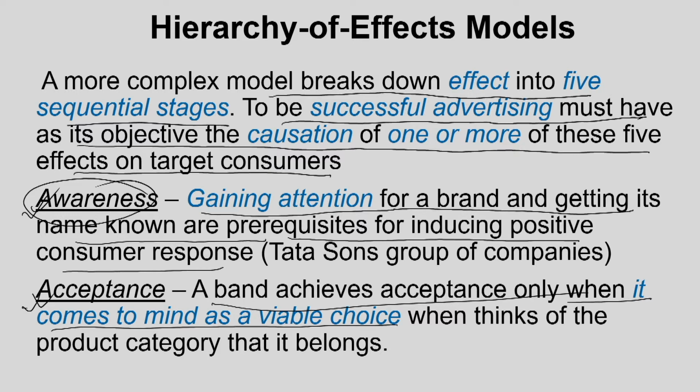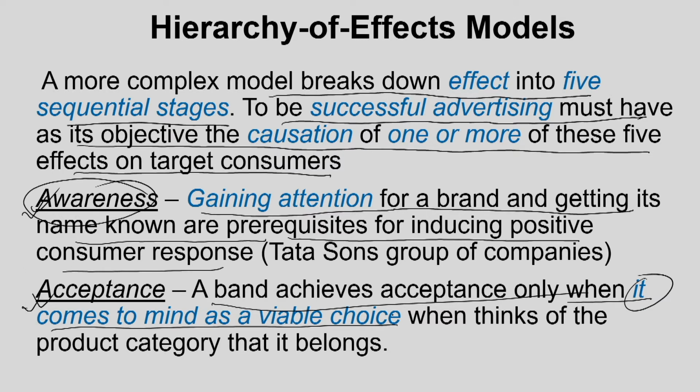For example, when I think about a light bulb, Philips comes to mind, and this is creating acceptance, because I have accepted the ad of Philips, and so when I think about an electric bulb, the Philips bulb comes to mind. When I think about a car, Maruti comes to mind, and so this is creating acceptance. So, how is acceptance measured? It is measured through how quickly the product being advertised comes to your mind when we think of the product category that it belongs to.